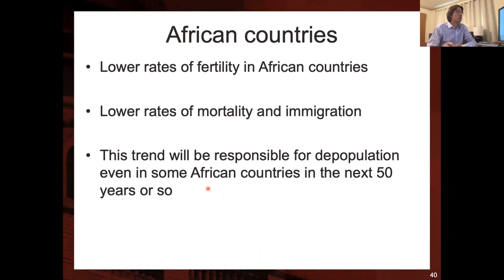In African countries, we see lower rates of fertility in recent decades compared to previous years, lower rates of mortality, and immigration as well. So they also have improvements in health, which decline mortality. And this trend will be responsible for depopulation even in some African countries in the next 50 years or so. But as we saw in previous lectures, the population in Africa is expected to still increase as a whole, as a continent, up to 2050 and 2100, and then it tends to stabilize a little bit. But in some specific African countries that are experiencing declines in fertility, we also see depopulation in those countries as well.